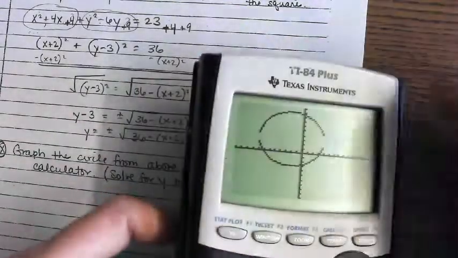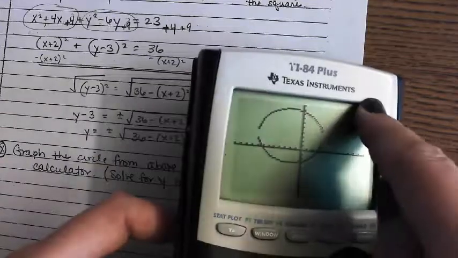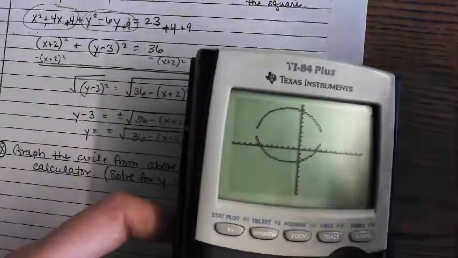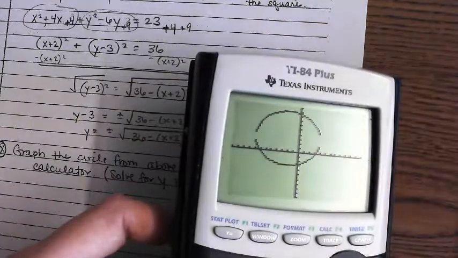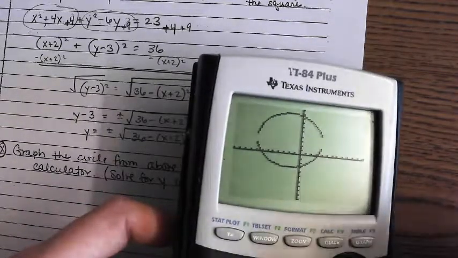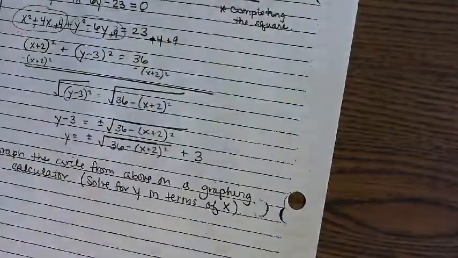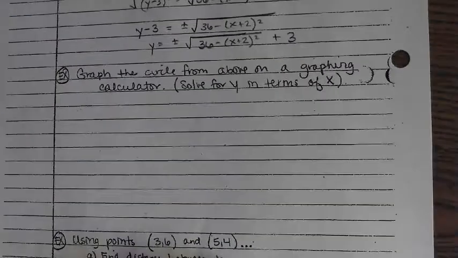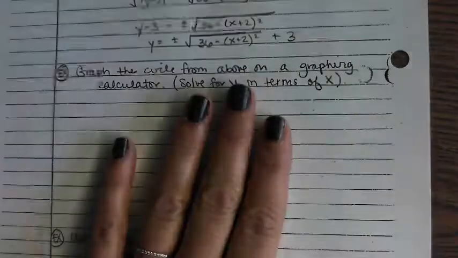And honestly, for it to be perfect, you would have to measure that and keep the ratio of your x to your y the same. We don't have to go into that much detail, but just for fun. Abby's having a blast. All right, so we graphed a circle on the calculator. We're good with that.